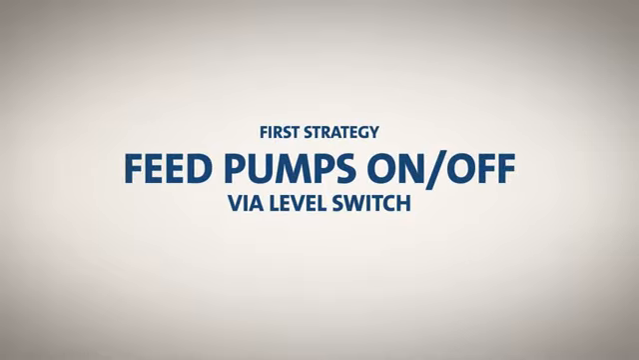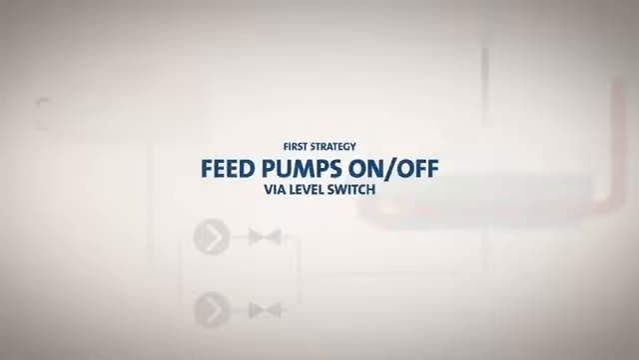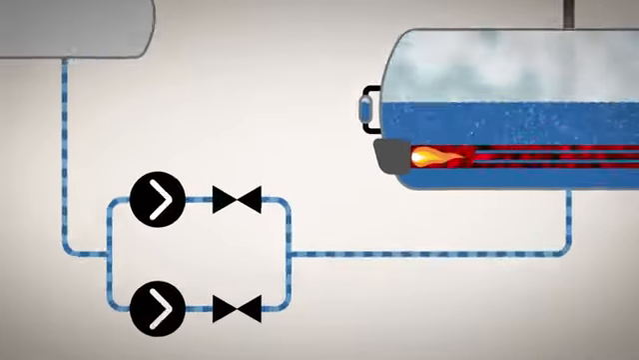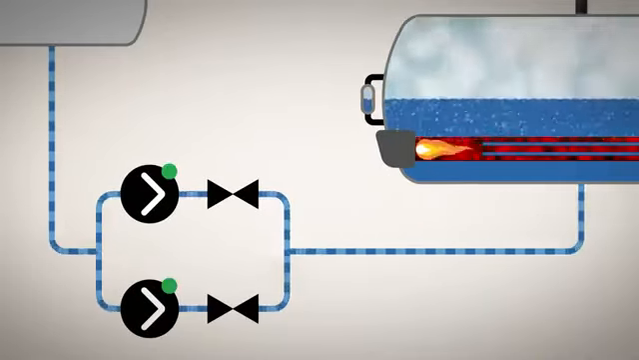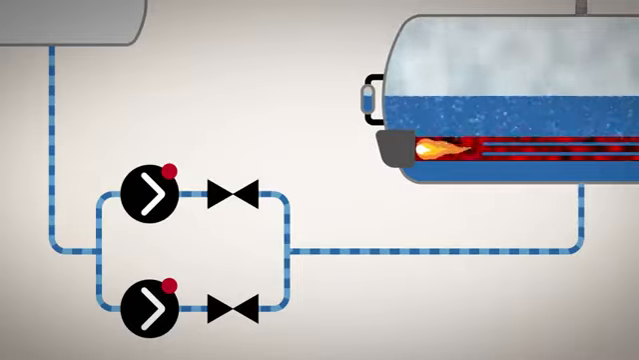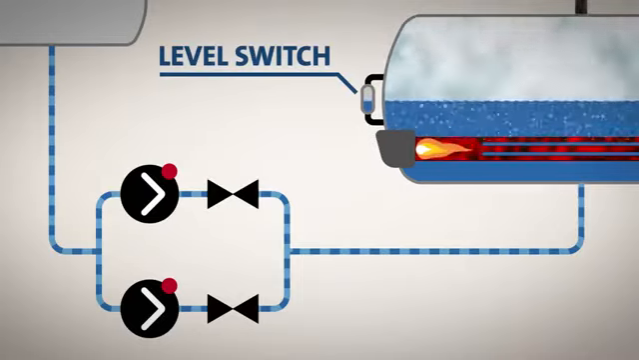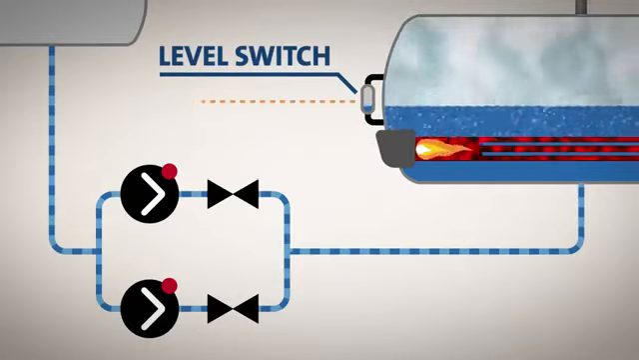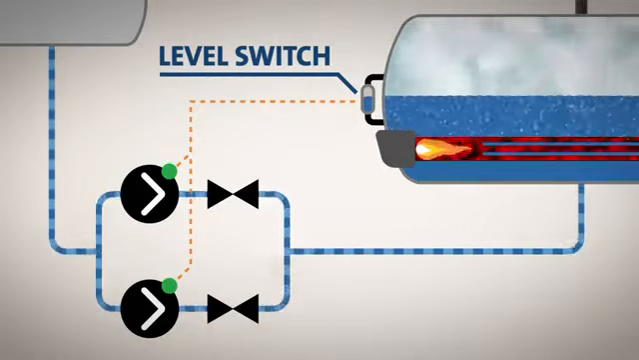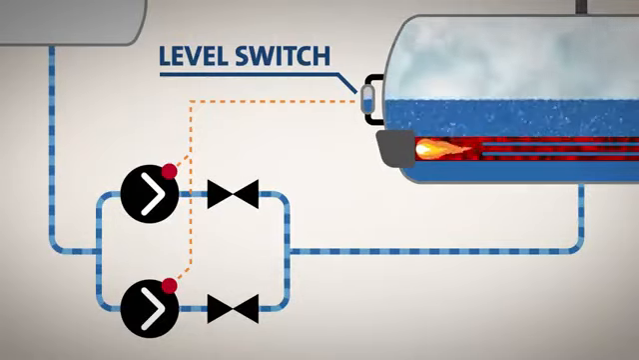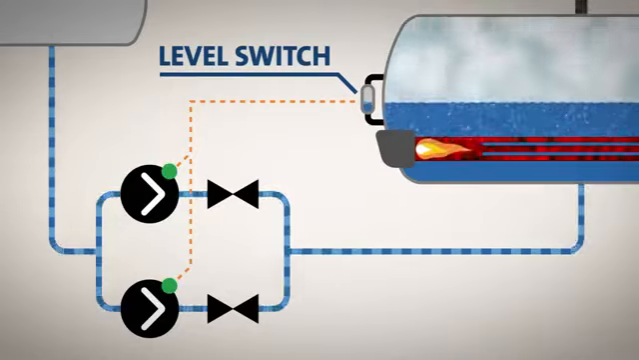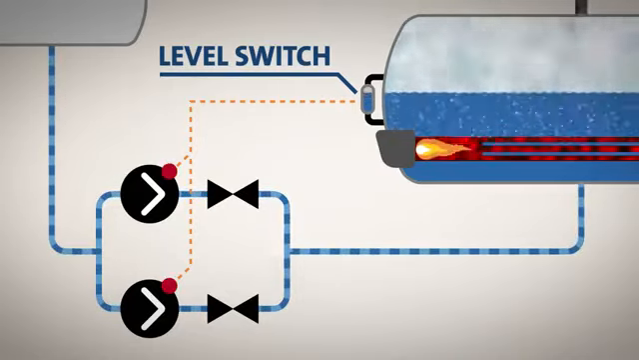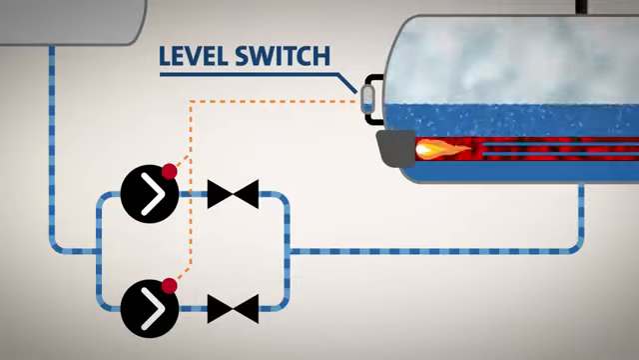The first strategy is also the most simple. Here, the water level is regulated by switching feed pumps on and off based on input from a level switch. When the water reaches the on level, the pumps immediately start pumping large amounts of water into the boiler. While this is a very inexpensive way of designing a system, the strategy has several shortcomings.